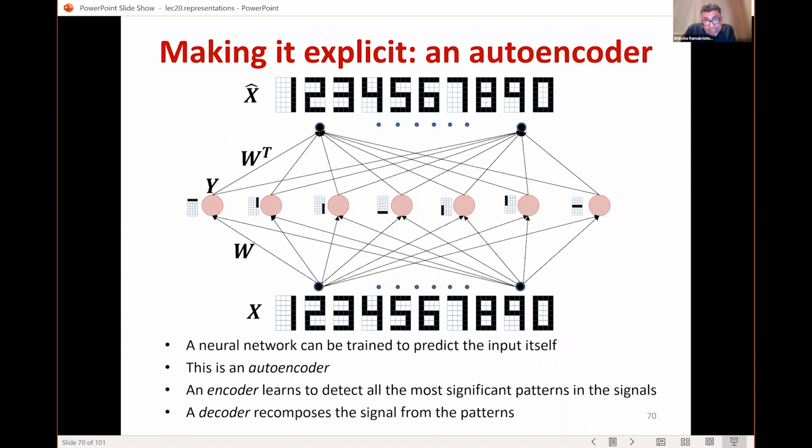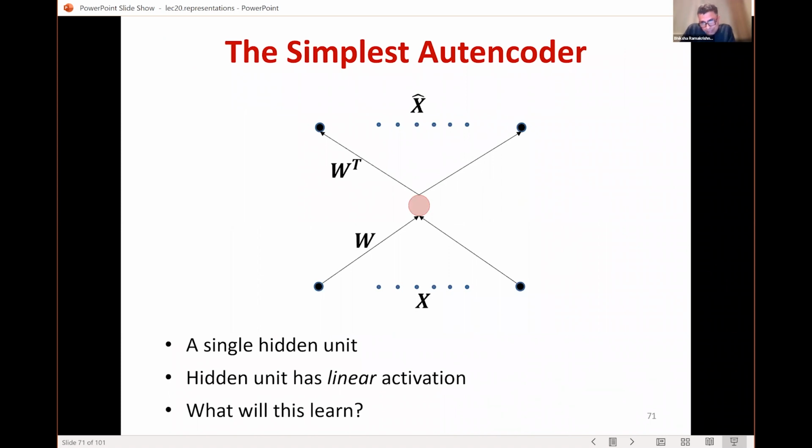Now, let's consider the simplest instance of this. The simplest instance is just a single neuron, right? So the single neuron is going to have an input. It will fire if the input matches its weights. If it fires, I just reconstruct the output as just the weight pattern, right? Now, let me simplify this even further. Let me say that this doesn't have any activation. It's just a linear activation.